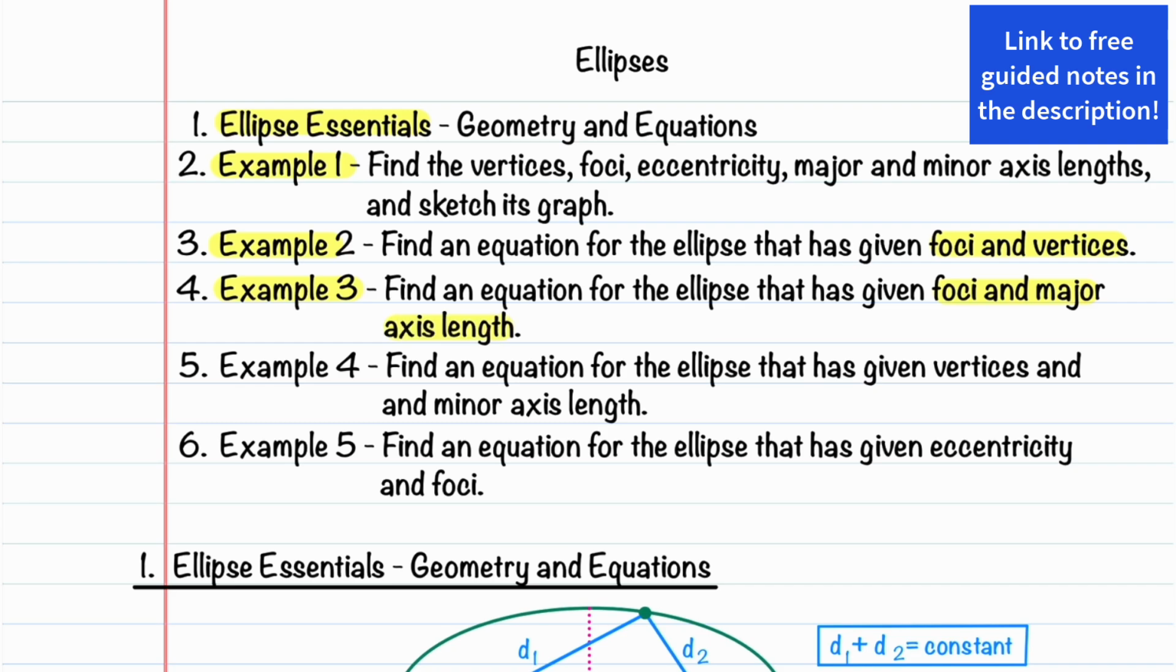and major axis length, the vertices and minor axis length, or the eccentricity and foci, and use that to write the equation of the ellipse. Let's get started.